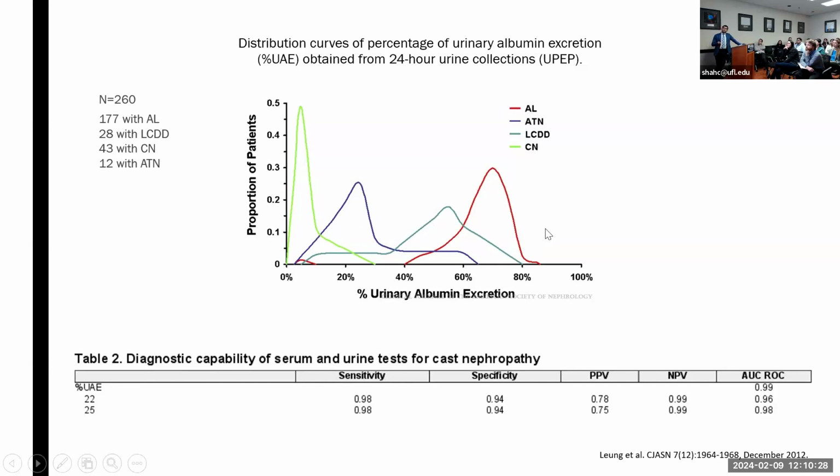suggesting that if patients have significant albuminuria, we can almost be certain the patient does not have light chain cast nephropathy. That is the negative predictive value. If they have less than 25% albuminuria, the positive predictive value is only 75%. I'll talk about that in a minute. But the negative predictive value is 99%, meaning that if a patient has albuminuria, the chances of having another kidney disease are much higher.